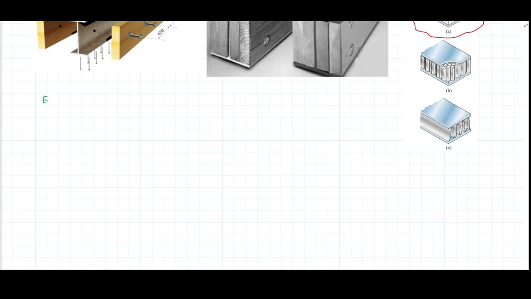The Euler-Bernoulli equation states something like this. The stress equals the bending moment times the distance from the neutral axis to a certain point where you want to calculate the stress, and then at the bottom you have the moment of inertia. So when you look at that equation, you see that the moment of inertia plays a very important role in the magnitude of the stress.